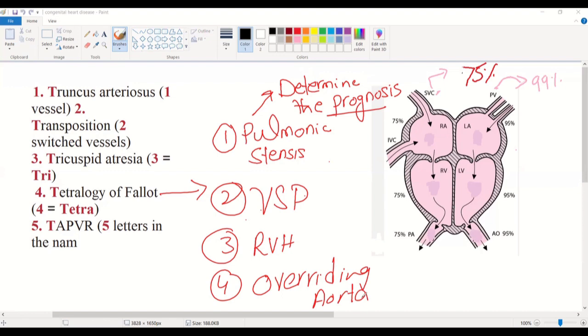Let's suppose this is a ventricular septal defect. The aorta is present in front of this VSD, not at its normal position. It is present over the ventricular septal defect. So when the right ventricle and left ventricle contract, this aorta takes blood from the right ventricle as well as from the left ventricle, right?